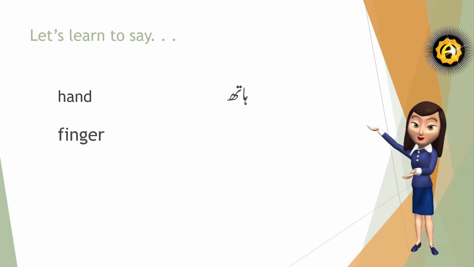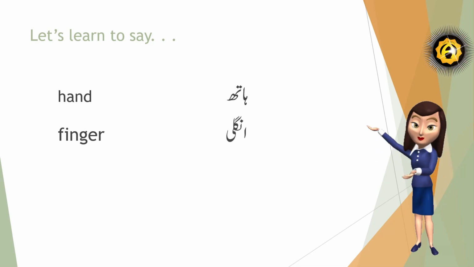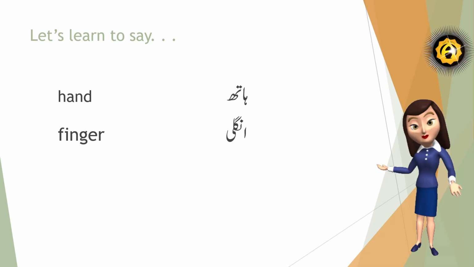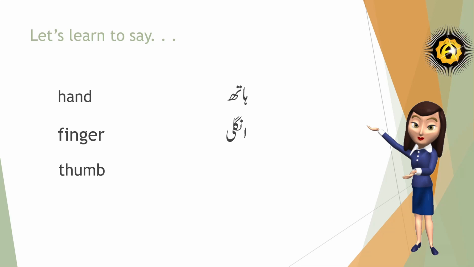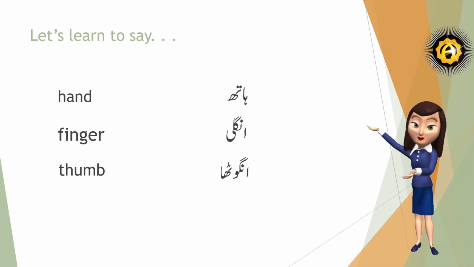Then in English we say finger and in Urdu it is ungli, ungli, ungli. In English we say thumb, thumb, and in Urdu it is angutha, angutha, angutha.